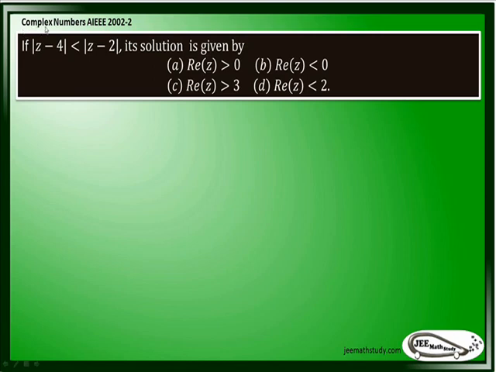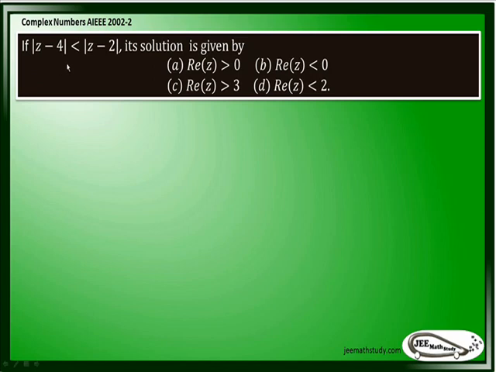This is a complex numbers problem which was asked in AIEEE 2002. It states, if modulus of z minus 4 is less than modulus of z minus 2, its solution is given by A. Real part of z greater than 0, B. Real part of z less than 0, or C. Real part of z greater than 3, or D. Real part of z less than 2.